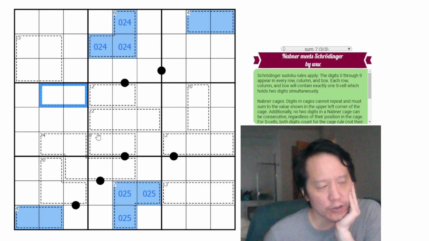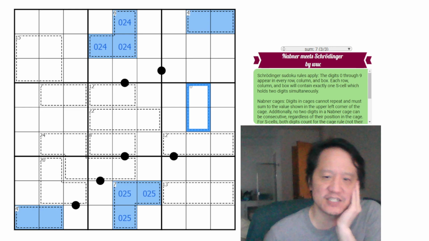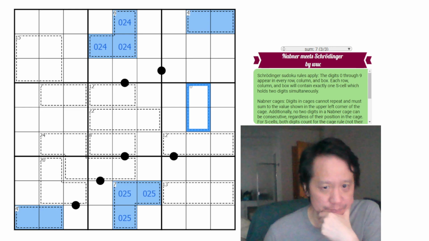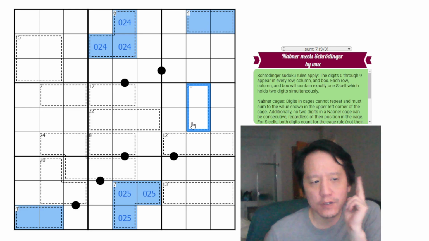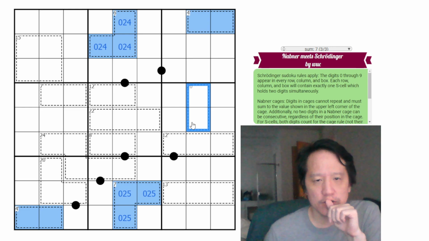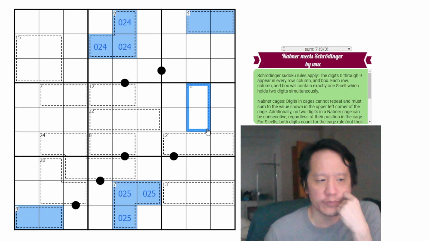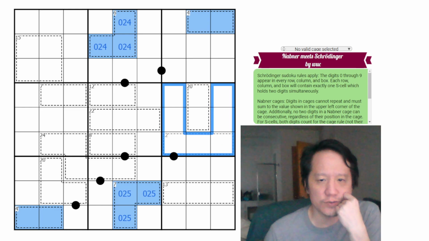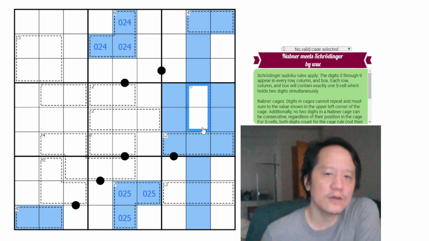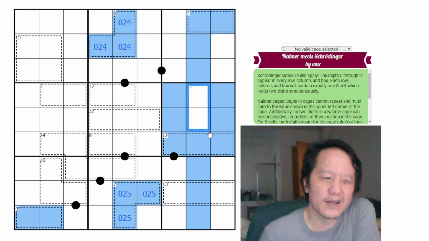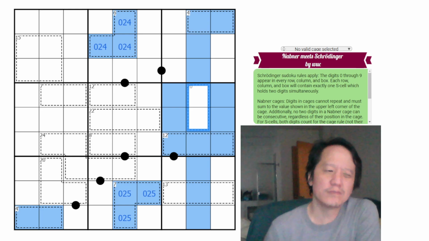7 could be Schrödinger. 20 has to be a Schrödinger. So yeah, 20 for 2 cells has to be Schrödinger because you can't add up to that. So that means none of these are Schrödinger. The Schrödinger has to be one of these. So that means these can't be Schrödinger and these can't be Schrödinger. The 20 could be many things. It has to be 3 through 9.